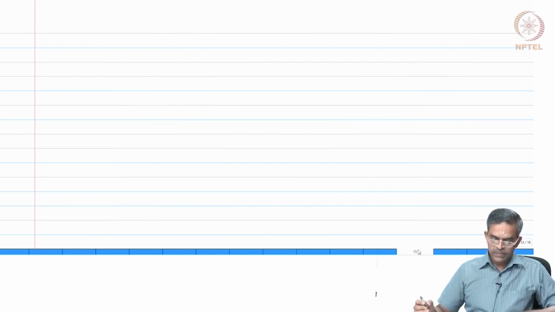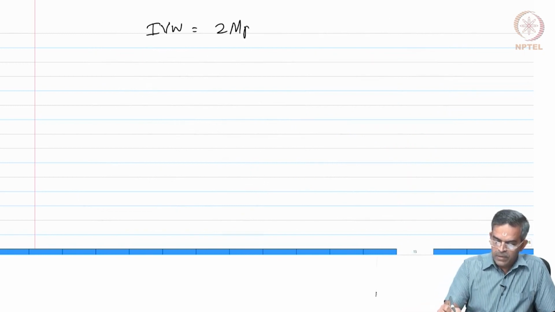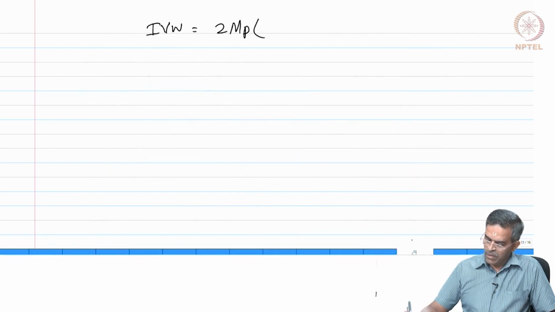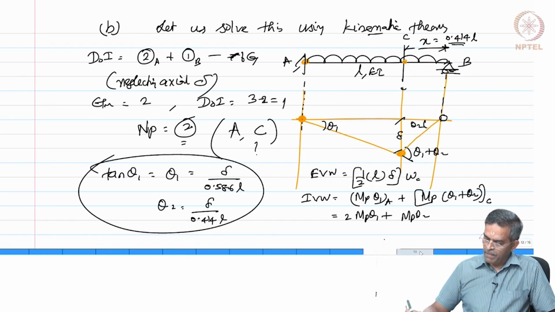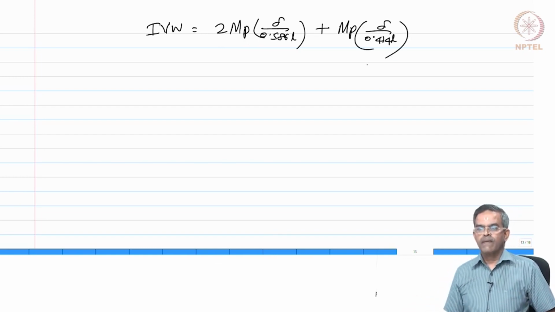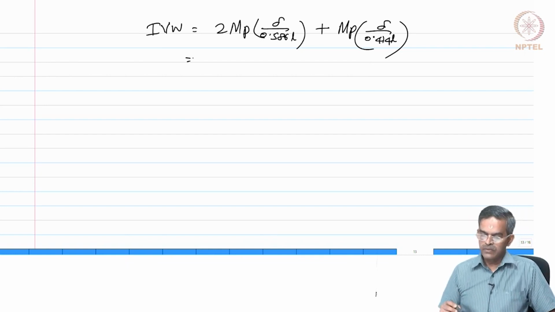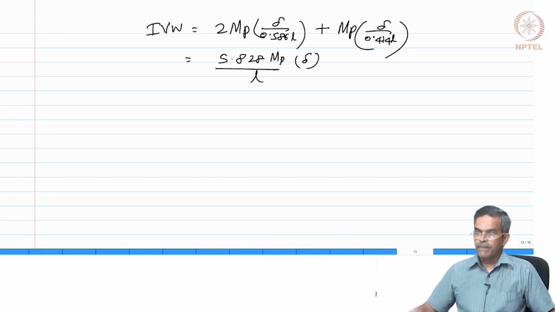Next slide, which is say here internal virtual work will be 2 MP, theta 1 is del by 0.586 plus MP times of theta 2 which is del by 0.414 L. Okay, which becomes 5.828 MP by L of del.